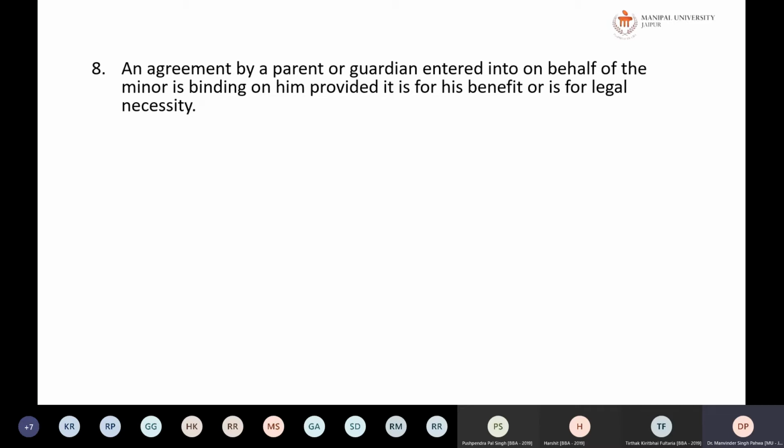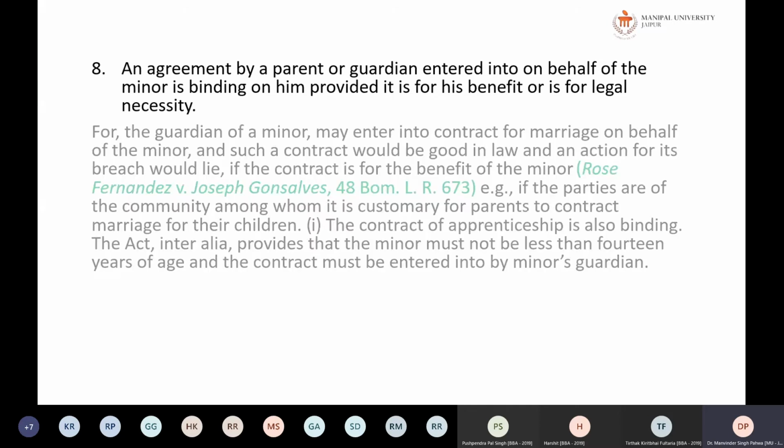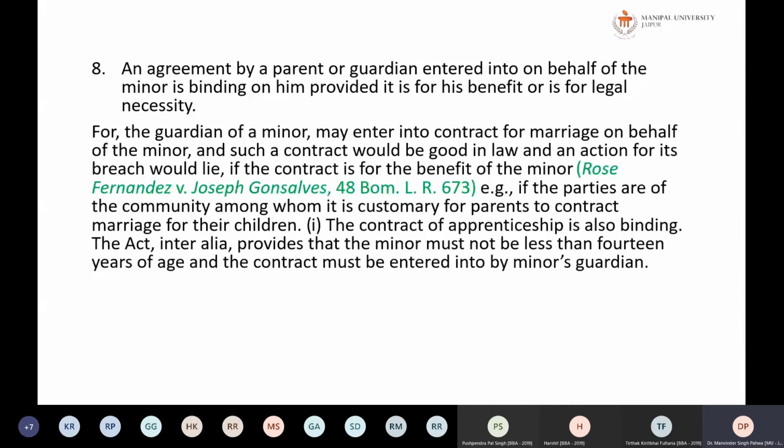So any contract entered into by the major, or his parents, or his guardian for his benefit, will bind the minor for his benefit only, and if it is a legal necessity, then it has to be done. So the guardian of a minor may enter into a contract of marriage on behalf of the minor, and such a contract would be good in law, and an action for its breach would lie if the contract is for the benefit of the minor.